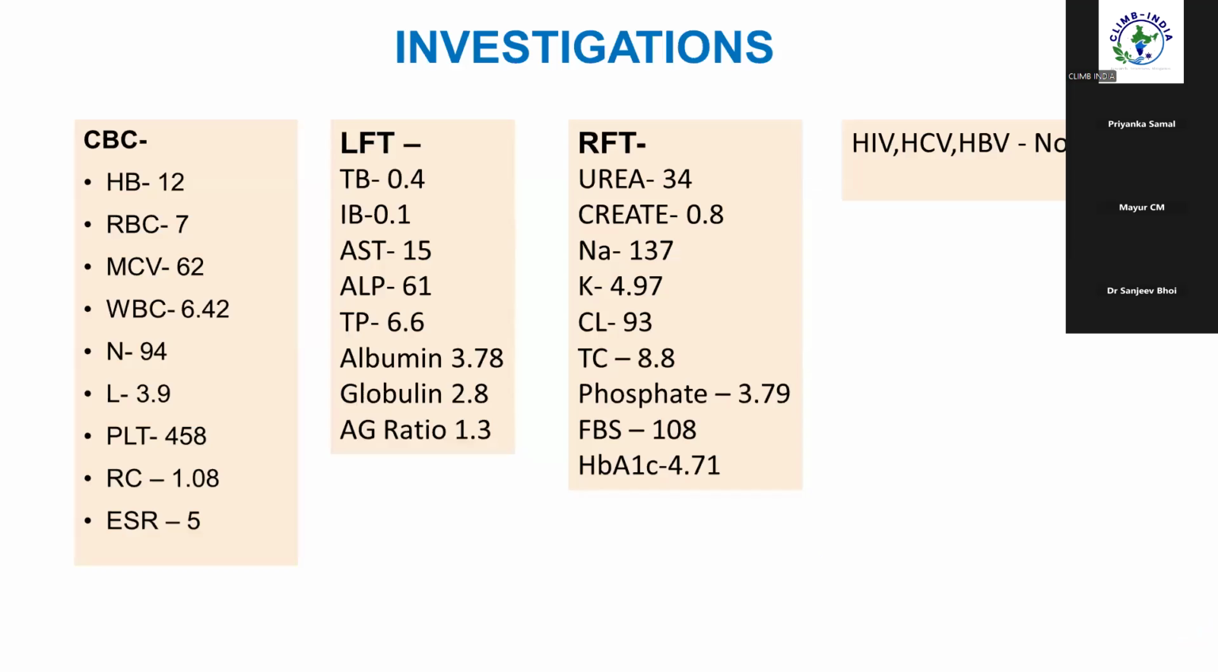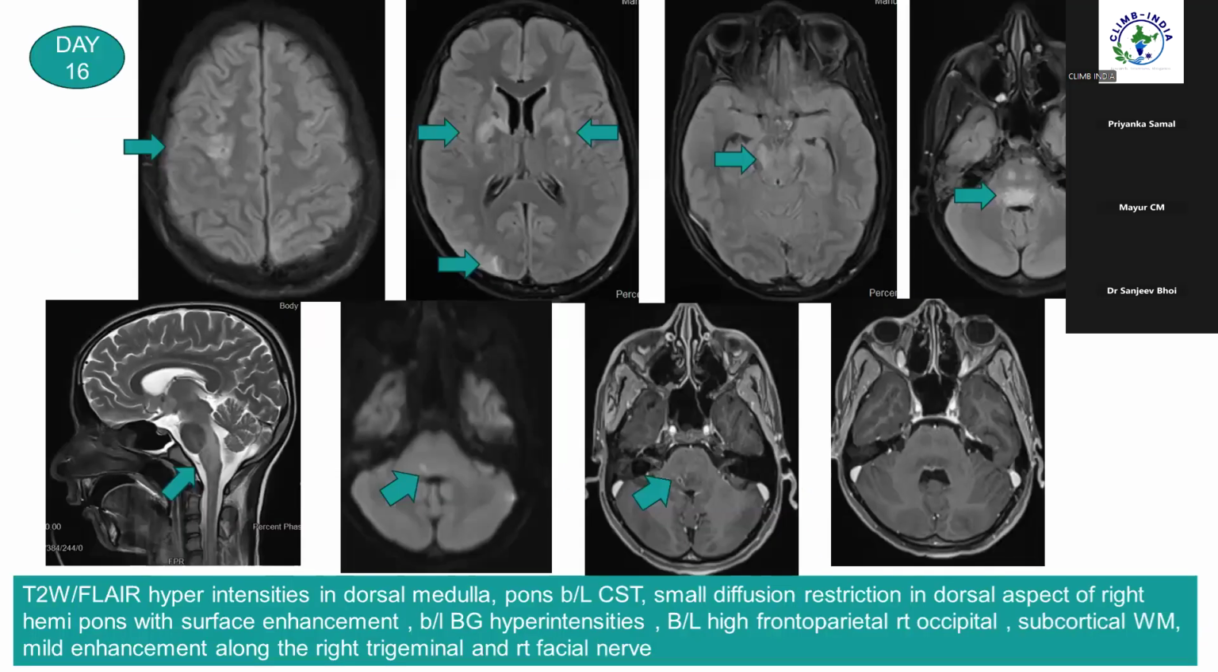His routine investigations were normal. CBC, liver and renal function tests were normal, and viral serology was also normal. On day 16 of illness, we got the MRI brain. This is the FLAIR sequence of the MRI, which showed hyperintensities mainly in the right near the central sulcus, right frontal region, extending up to the right internal capsule, and also up to the midbrain and up to the dorsal pons.